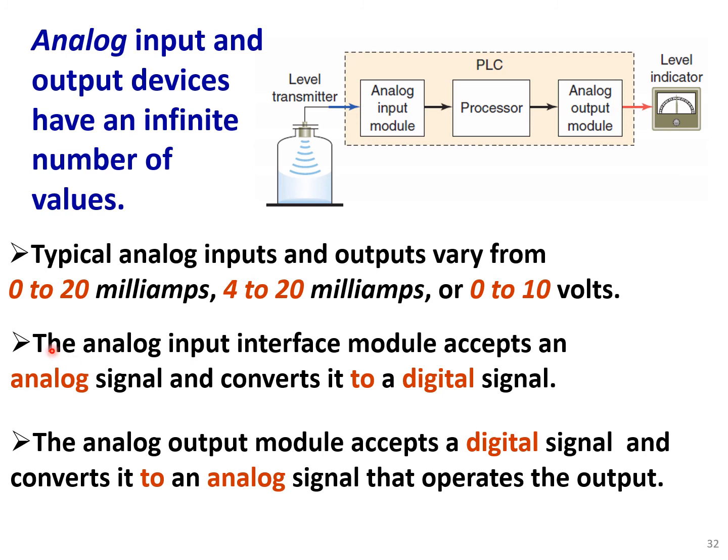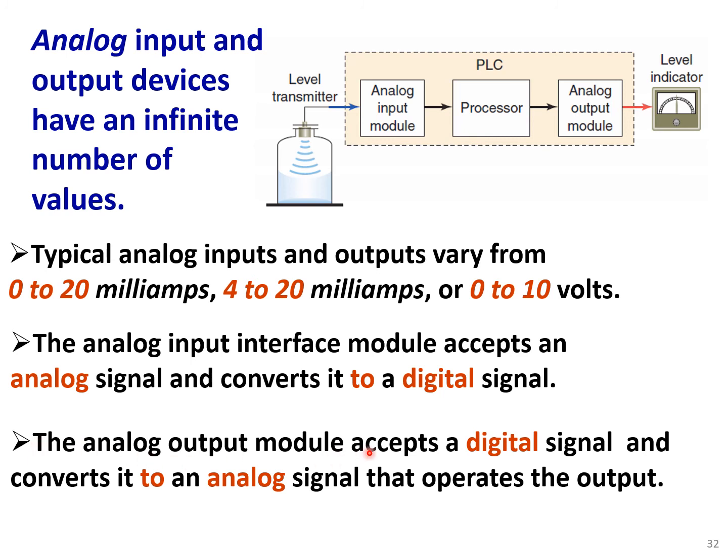The analog input interface module accepts an analog signal and converts it to a digital signal. So anyway, it should be converted to a digital signal. Why? Because the PLC accepts only digital input.